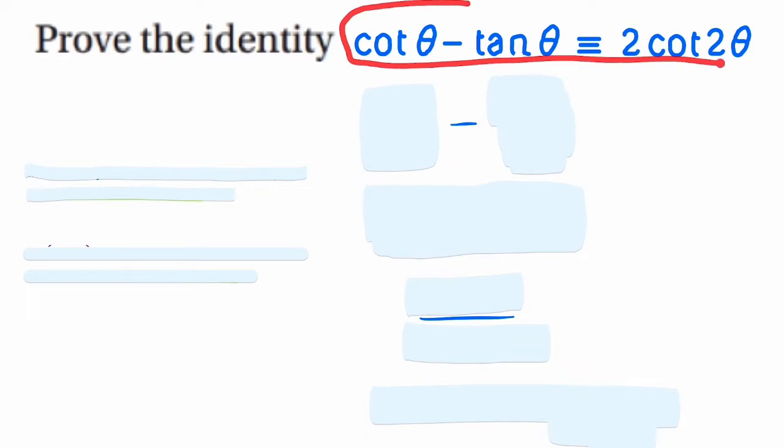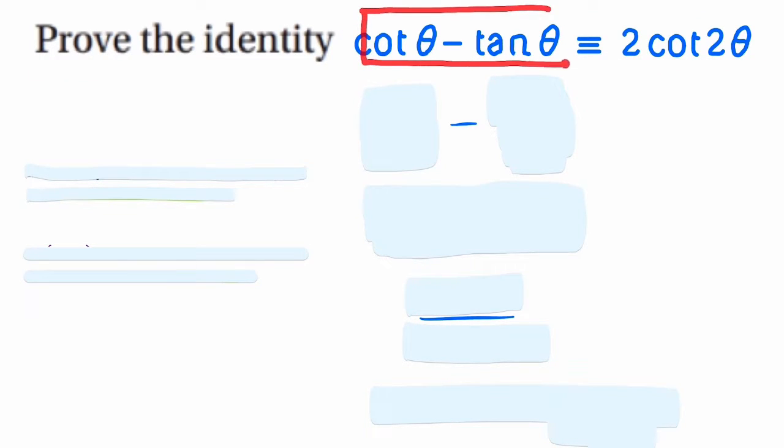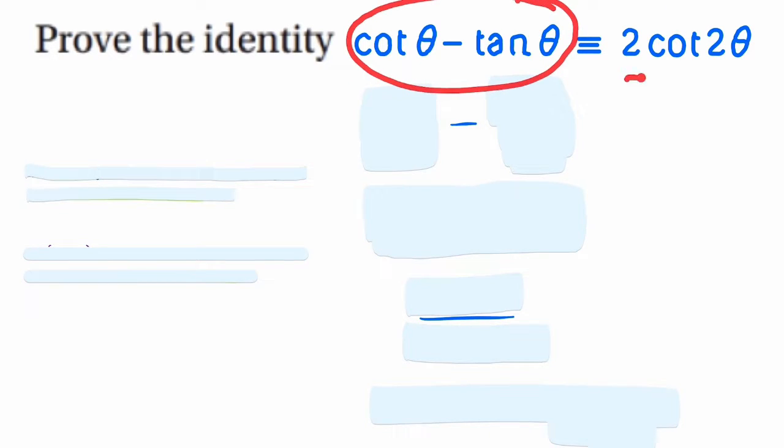Here we're given an identity and we're asked to prove it. That means we need to start with what we're given on the left-hand side and show that this is equal or equivalent to what we have on the right-hand side. So it's not an equation, you can't move things from one side to the other, but you can show that this is equivalent to that.